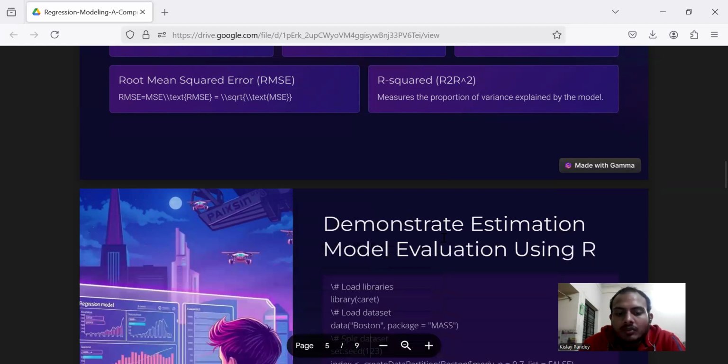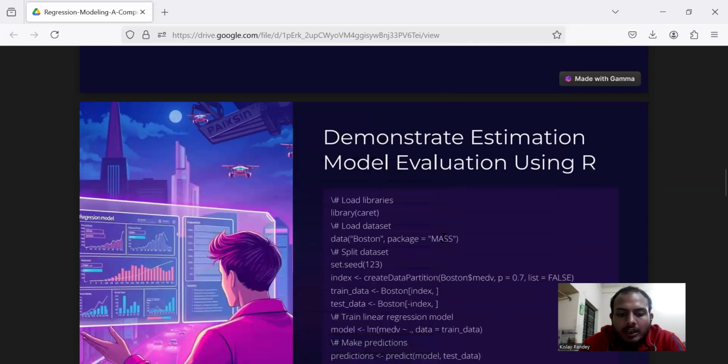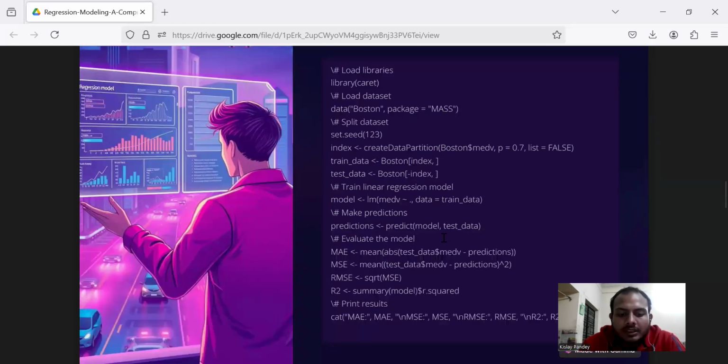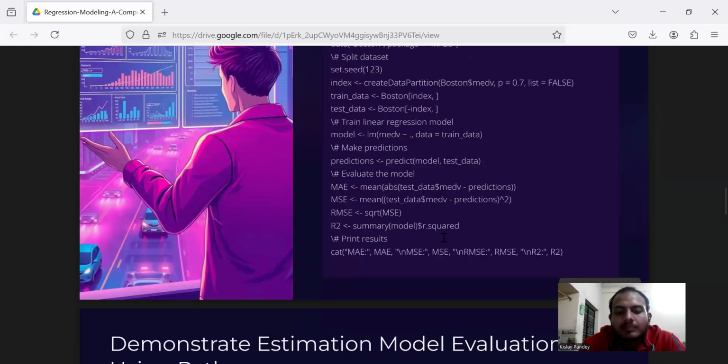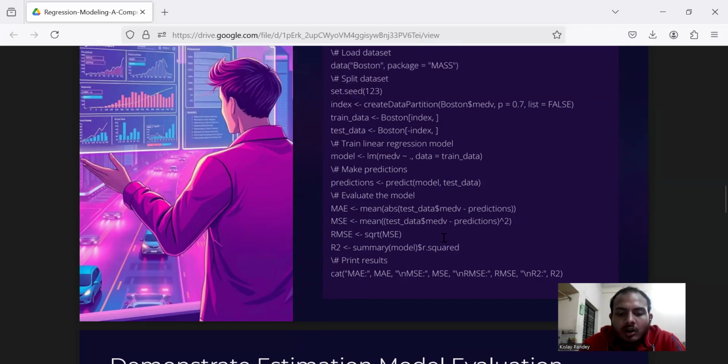Let's see how to evaluate a regression model in R using the Boston housing dataset. We load the data and split it into training and testing sets. Train a linear regression model using the training data. Predict the outcome on the test data. Finally, calculate metrics like MAE, MSE, RMSE, and R squared. These metrics provide insight into how well the model fits the data.